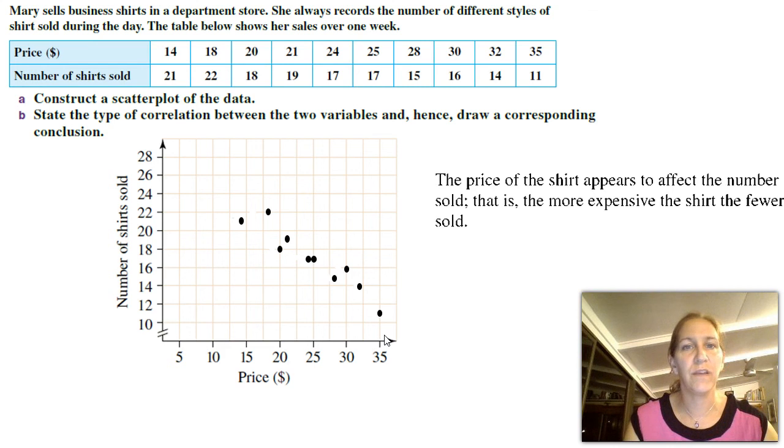So that would therefore mean that the price of a shirt, our x variable, appears to affect the number of shirts sold, and the more expensive the shirt, the fewer are sold. So as the price of the shirt gets more expensive, the fewer shirts get sold. And that's how you plot a scatter plot and state its correlation.